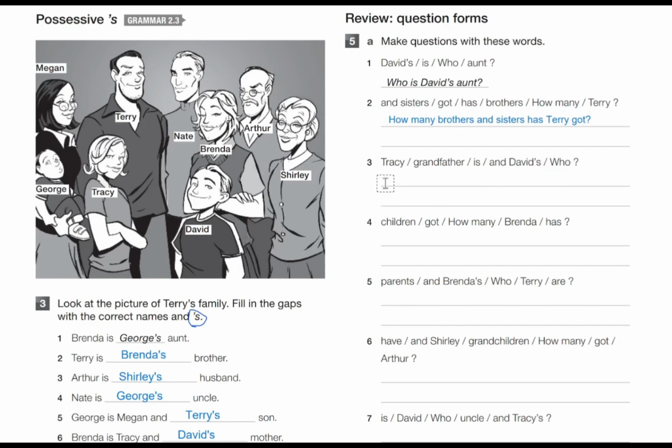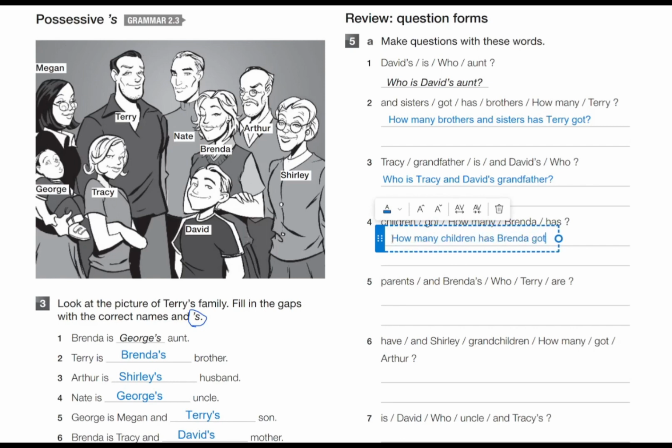Number three, Tracy grandfather is and David's who? So who is Tracy and David's grandfather? Who is Tracy and David's grandfather? Number four, children got how many Brenda has? So how many children has Brenda got? Right, write it down. How many children has Brenda got?